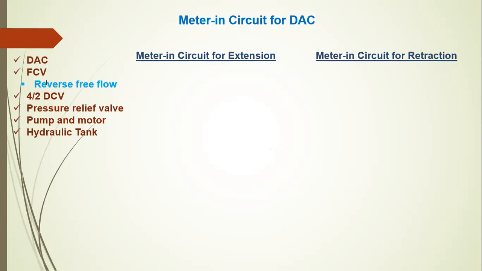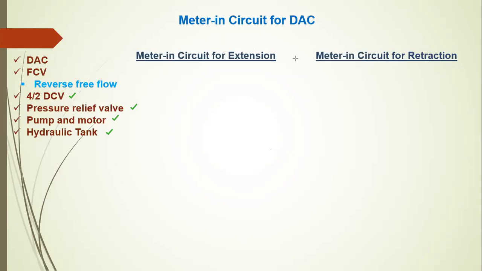Here is a 4 by 2 DCV. Similarly, we can also use a 4 by 3 DCV. The hydraulic power pack requires a pressure relief valve, a pump and motor, and a hydraulic tank. First we draw from the hydraulic tank for the meter in circuit for extension. This part is divided into two portions.